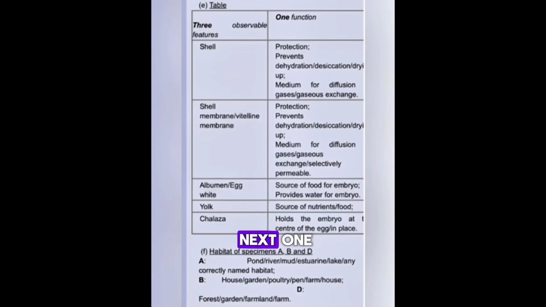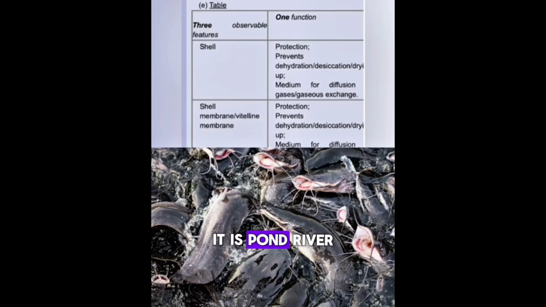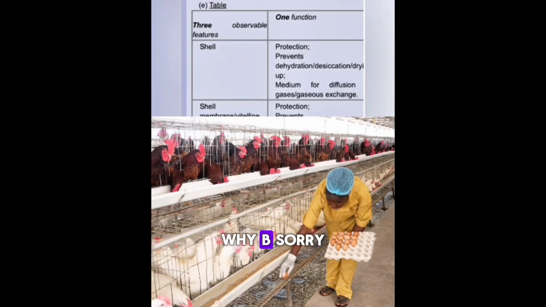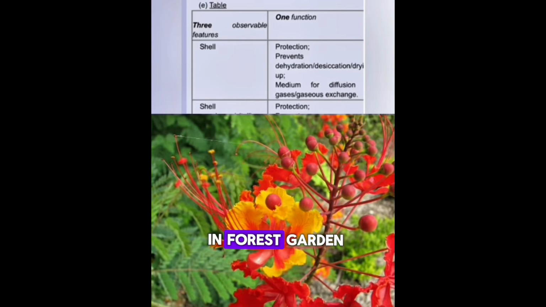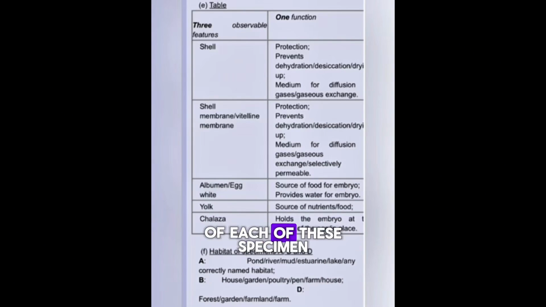Now, look into the next one, which asks for the habitat of specimens A, B, and D. For A, it is pond, river, or pond. B is fowl, and D you find in forest, gardens. These are the habitats of each of the specimens.